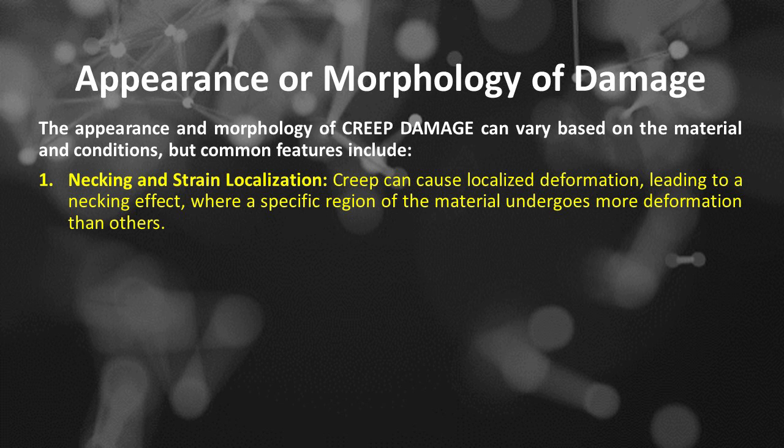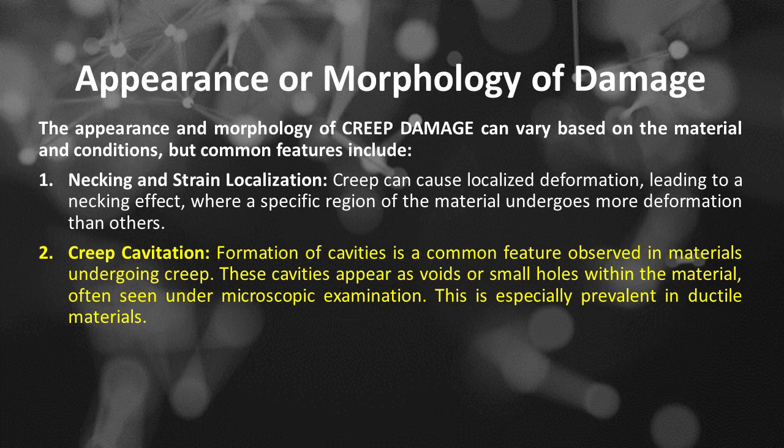Number 1 is necking and strain localization. Creep can cause localized deformation, leading to a necking effect, where a specific region of the material undergoes more deformation than others. Number 2 is creep cavitation. Formation of cavities is a common feature observed in materials undergoing creep.